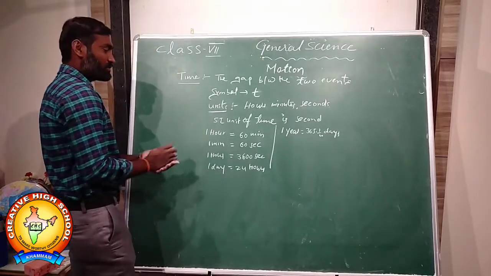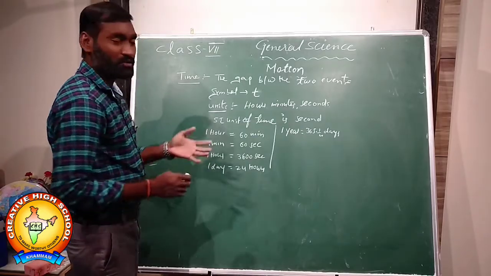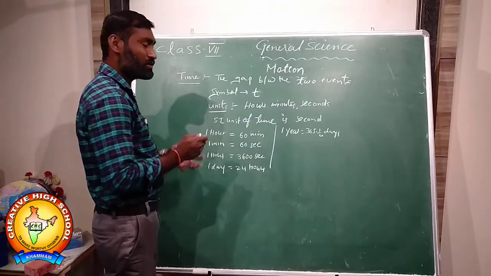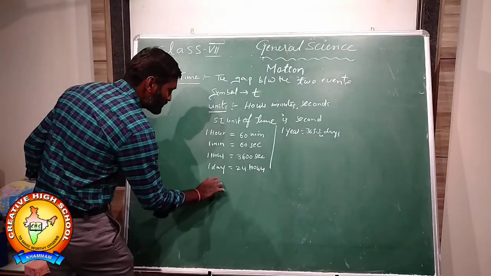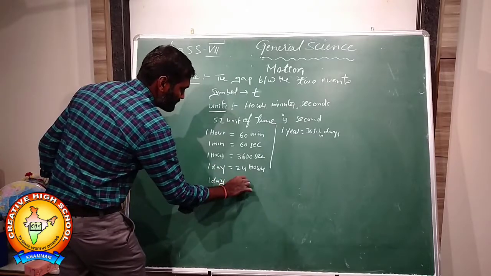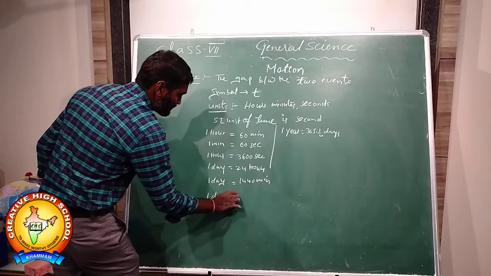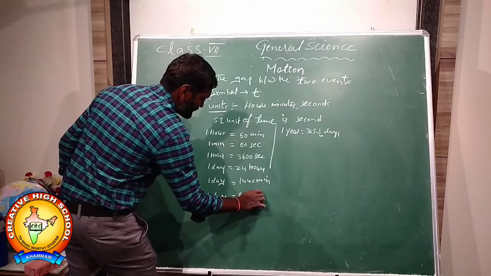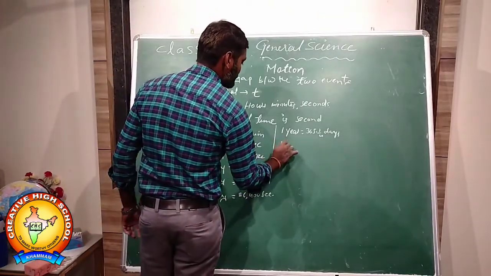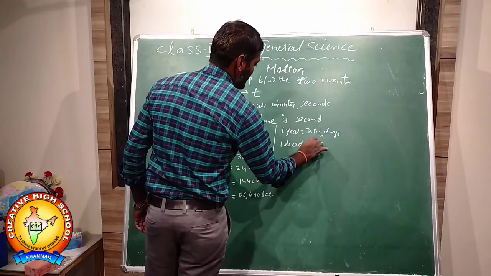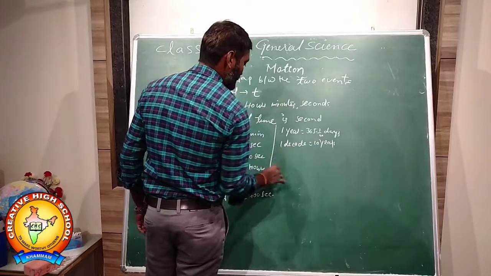And 1 hour is equal to how many minutes? So 1 day is equal to how many seconds? So 1 day is equal to 86,400 seconds. 1 day is equal to 1440 minutes, and 1 day is equal to 86,400 seconds. You should know this information. 1 decade is equal to 10 years. And same, 1 century.